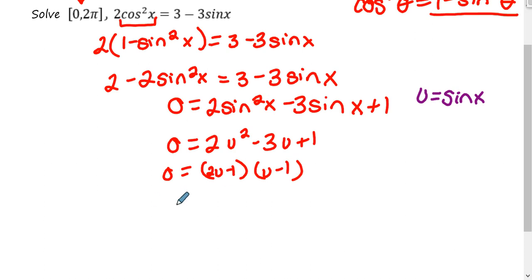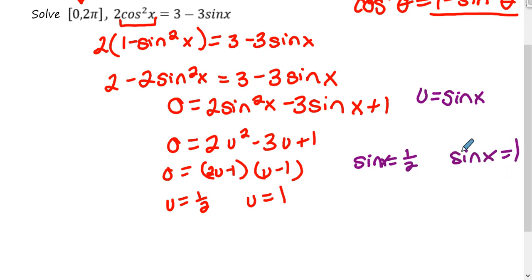And then I set those equal to 0. So I get u equals 1/2, and I get u equals 1. Yay, we have u. But we're not done. Now that I know what u is, I go back to my u substitution. So the sine of x equals 1/2, and the sine of x equals 1.